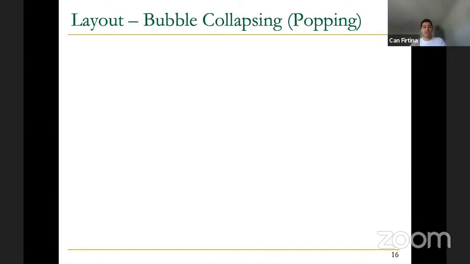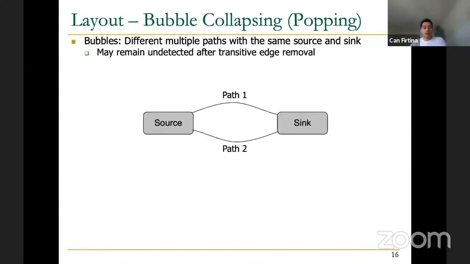And the next one is the bubble collapsing or popping. Bubbles are multiple different paths with the same source and sink, and such bubbles may remain undetected after transitive edge removal. So there may still be such paths where we start from a source and end up in the sink state, and there are actually multiple paths doing the same thing. We call that a bubble because, as this image also shows, there seems to be a bubble over here. And our goal is to pop this bubble, right?